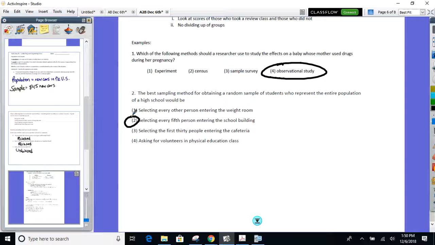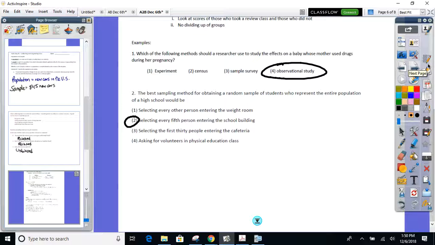Number 1, why isn't that the most random way? You might just get the same type of people in there. Now, I had a couple people say maybe number 3 off the bat, but the problem with number 3 is it's not bad, but you could get groups walking in, like a whole group of freshmen. And then what happens to the sophomores, juniors, and seniors? You don't get a good representation. And then volunteering, you don't want that. That's just people who want to be in it.